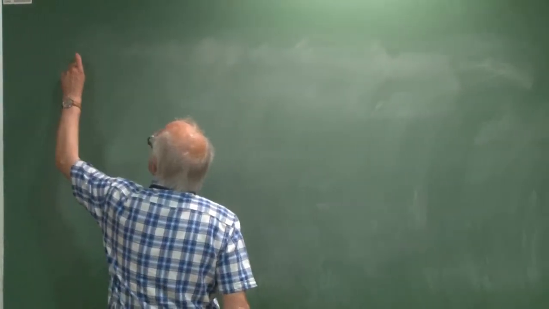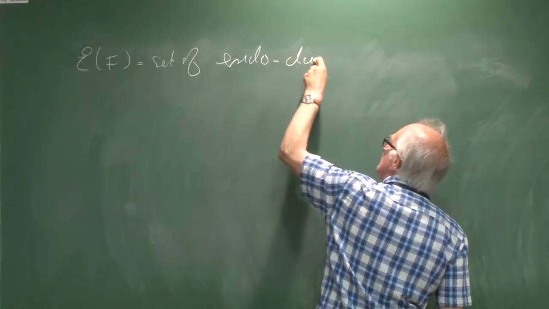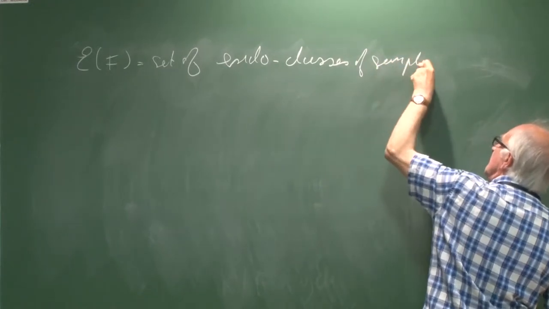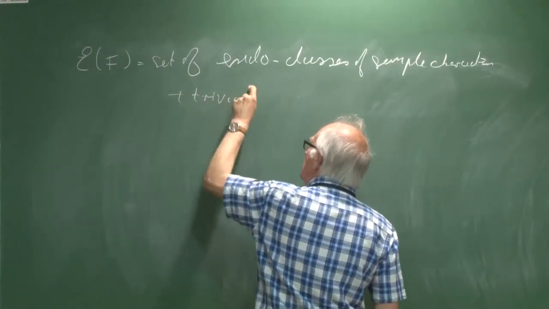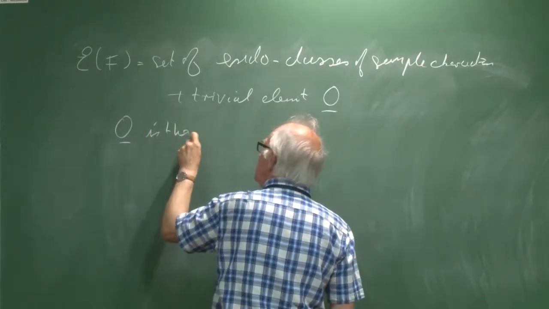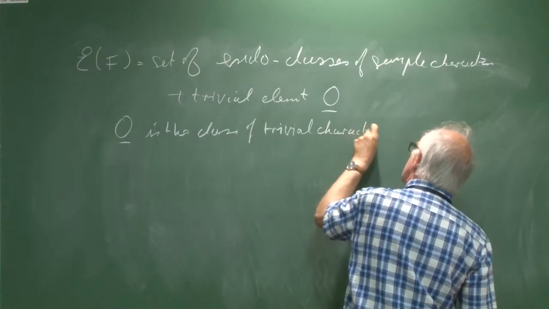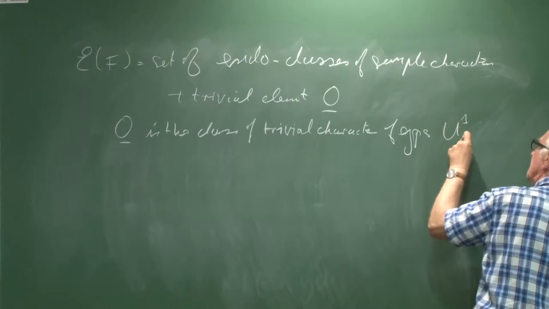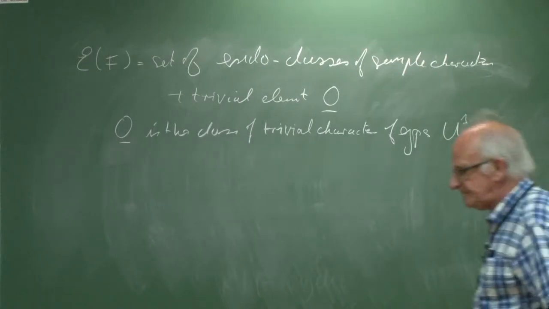Now, I want E(F), what we call a set of, well, endo-equivalence class is too long, so we call them endo classes of simple characters, plus a trivial element. Zero is the class of trivial characters. You take the one-units of any old hereditary order, and the trivial character as a simple character, and you stick all of those together into one endo class, which is the trivial one. It's got to be there because I've got to account for representations of level zero. Okay.